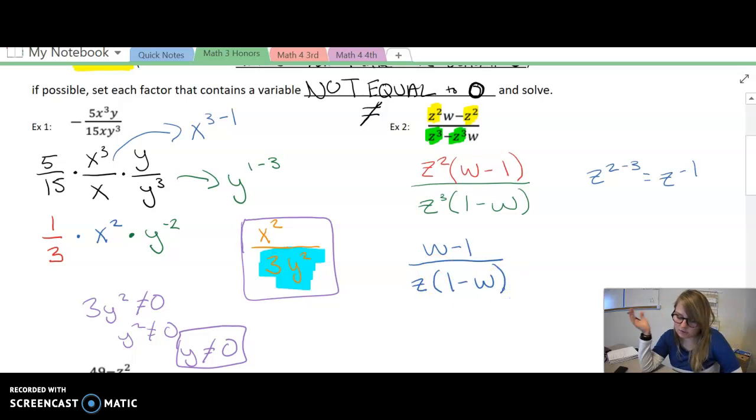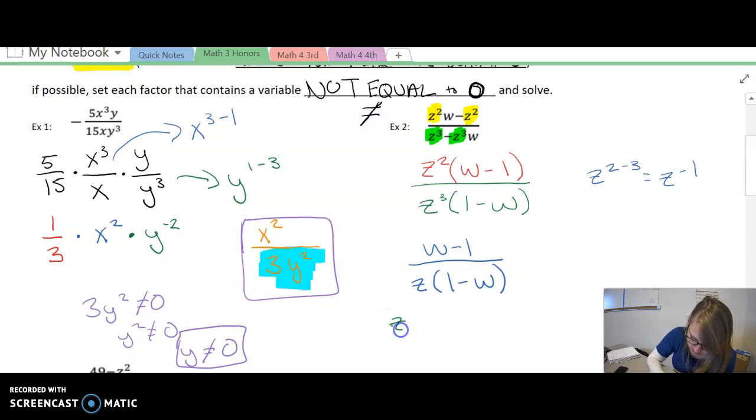And you might be thinking, Miss Smith, well, you can take out that w minus 1. Well, I can't because they're not the same. W minus 1 and 1 minus w are not the same, so we can't simplify them.